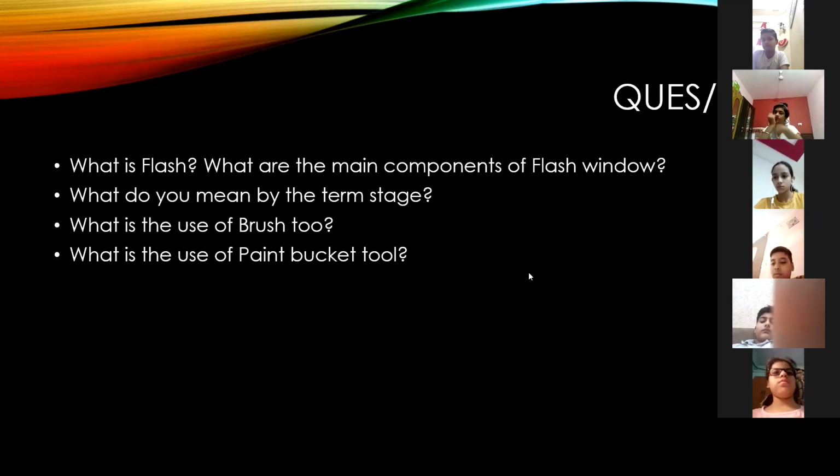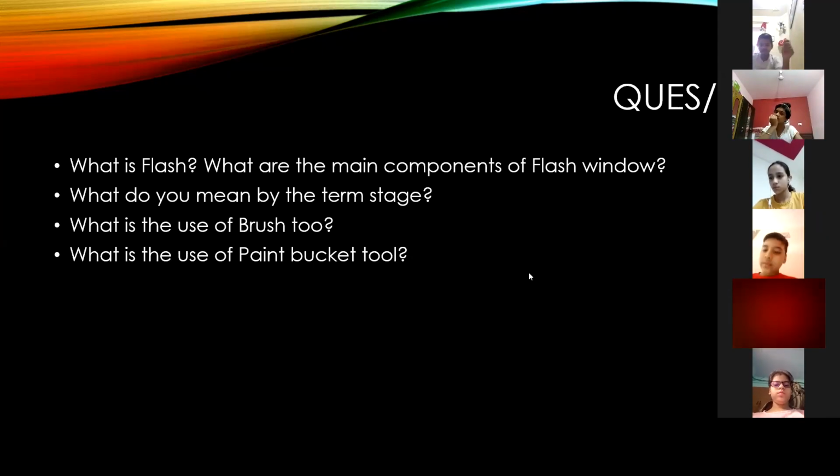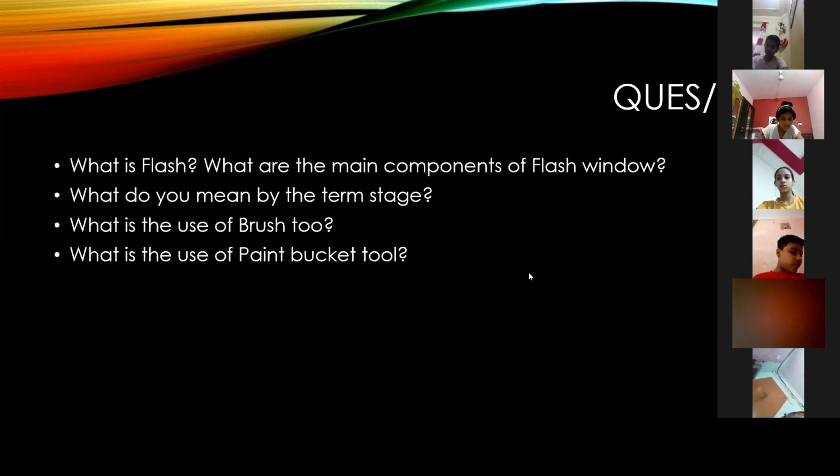Nischay. What is Flash, Nischay? And what are the main components of the Flash window? Flash CS6 is an animation software package. It is one of the most widely used software for creating animation with images, sound, videos, etc. Nischay, components? The components of Flash are main bar, tool panel, timeline, stage, and panels.